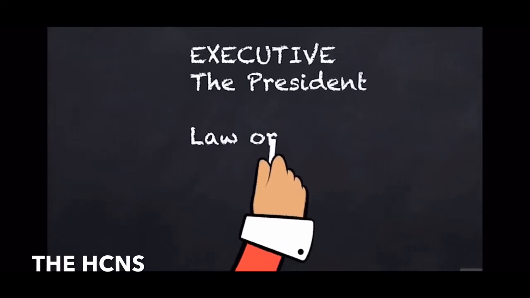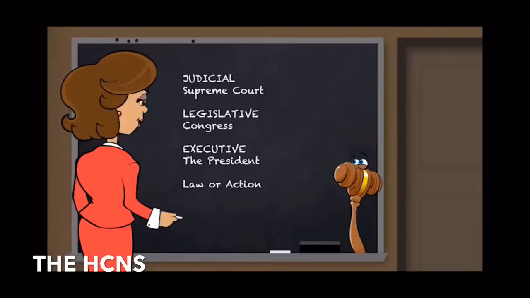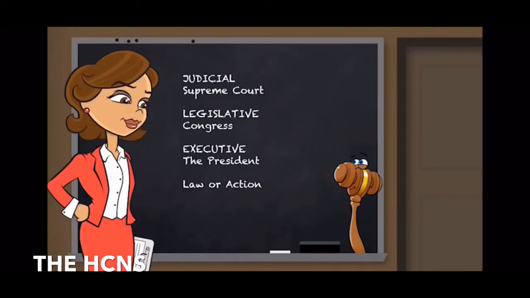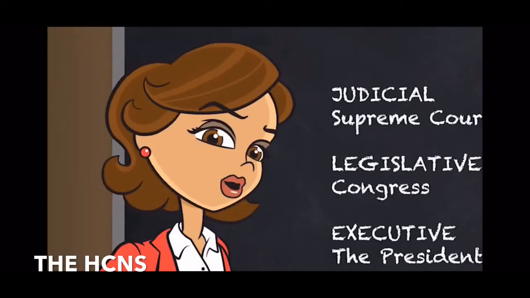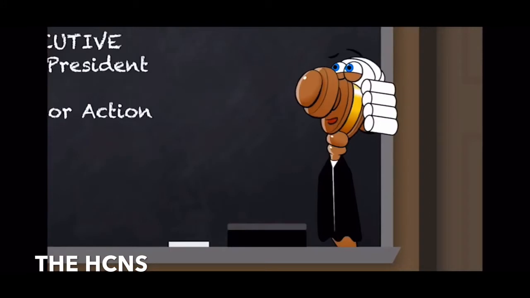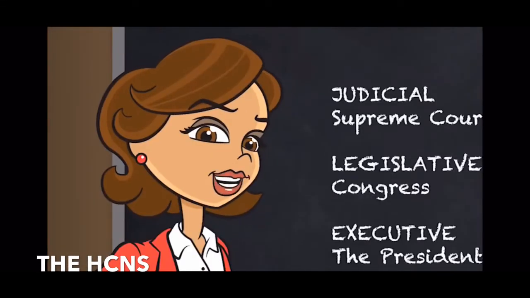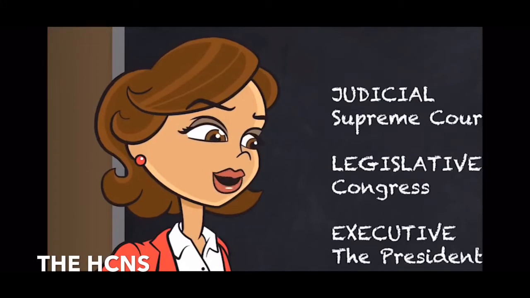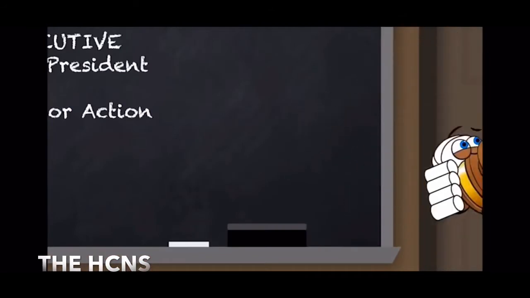Judicial review says that when Congress makes a law or the President takes action on something, the Supreme Court, or the judicial branch, has the power to review the law or action and determine whether it's in harmony with the United States Constitution or not. And if the law or action is not correct? Well, if it's not correct, the Supreme Court can declare it unconstitutional, which means the Congress or the President has to go back to the drawing board and fix that law or action. Makes sense to me.